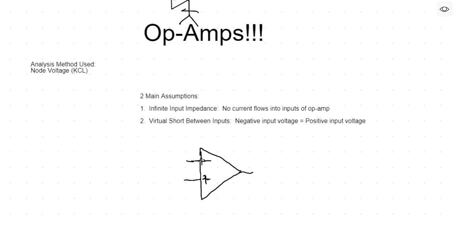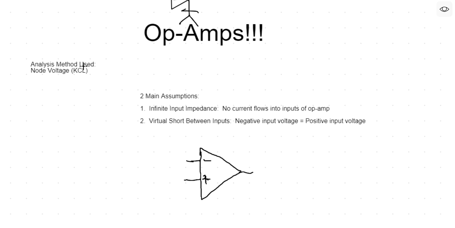Here's a schematic symbol of an op amp. It's always a triangle, and there's two inputs. There's a negative input and a positive input, and then there's one output over here on the right. The two main assumptions that you need to make, and you should memorize these: the first one is that the op amp itself, with its two inputs, has infinite input impedance, meaning that current does not flow into the op amp.